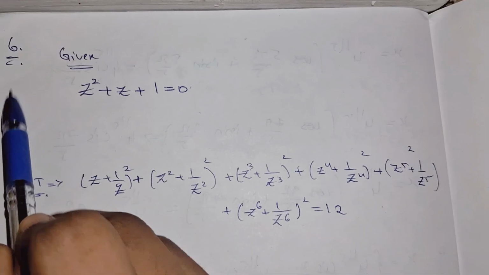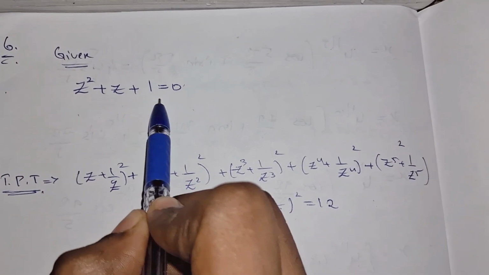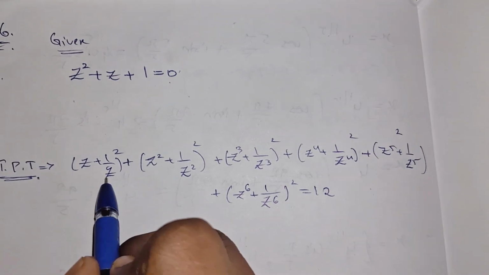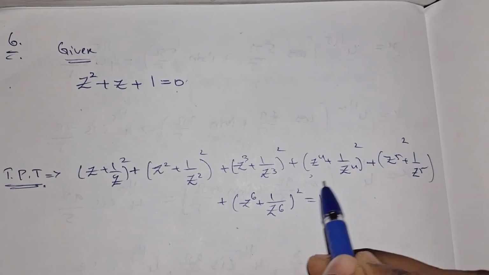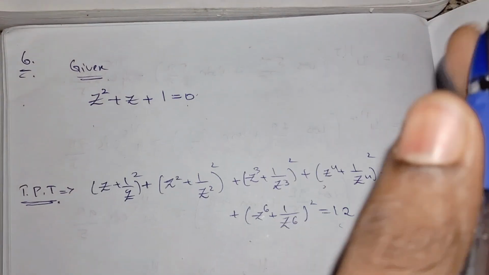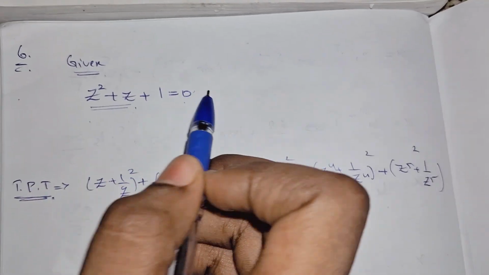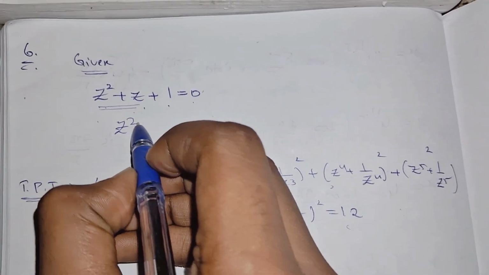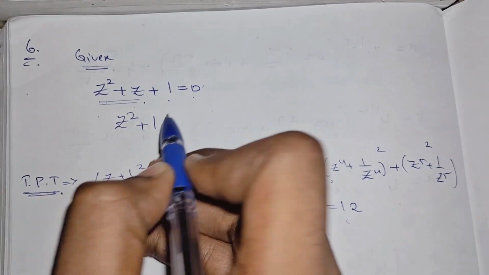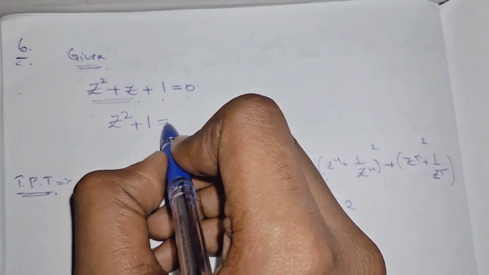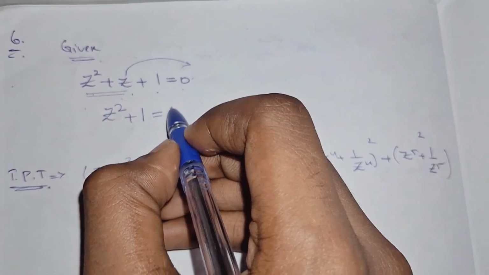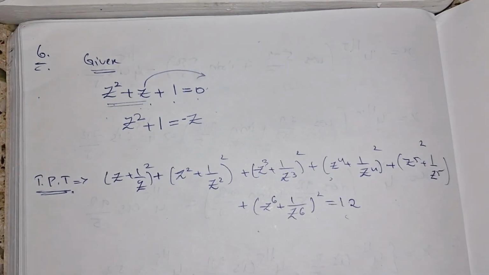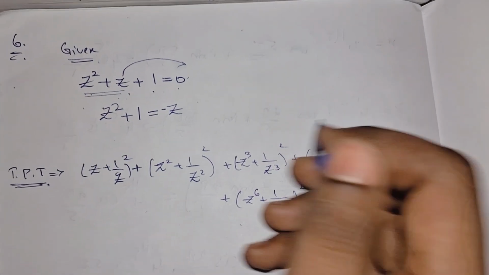Sixth question. Given z square plus z plus 1 is equal to 0, you have to prove that this LHS is equal to 12. So for this, first consider the given condition, that is z square plus z plus 1. Now keep z square plus 1 in the left hand side and send this z term to the right hand side. So you'll get it as z square plus 1 equal to minus z.